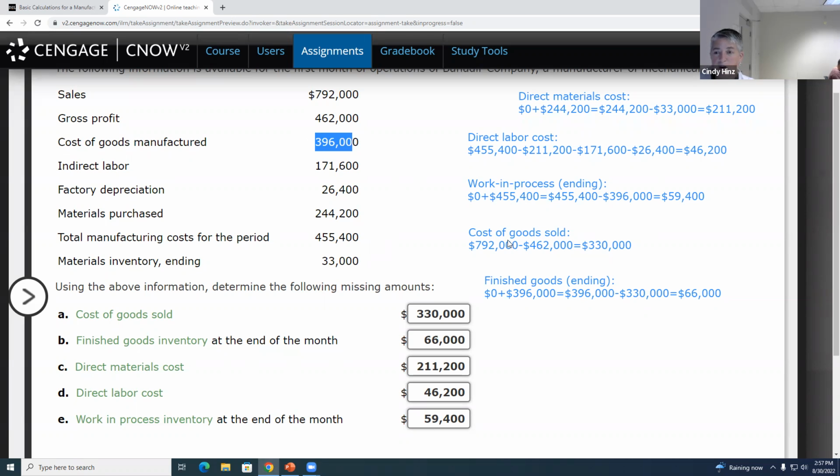Next up, what I did, cost of goods sold. We could have done this from the beginning. The sales were given and gross profit was given, so cost of goods sold would be the difference between those two numbers. And then finally, I could find our ending inventory of finished goods. The beginning inventory again was 0 as a brand new company. They had manufactured or completed work on 396,000. And then they had sold 330,000 of that, we knew from here. And so the finished goods ending inventory must have been 66,000.